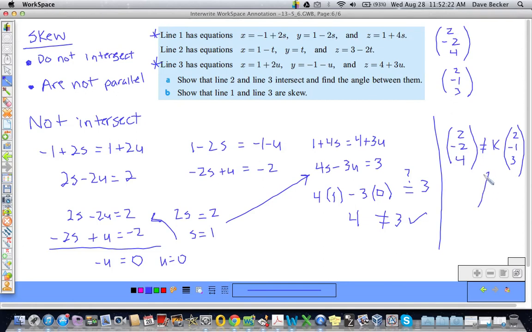So if you have this on your paper and this working here on your paper, you have shown that the lines are skew. That is it.